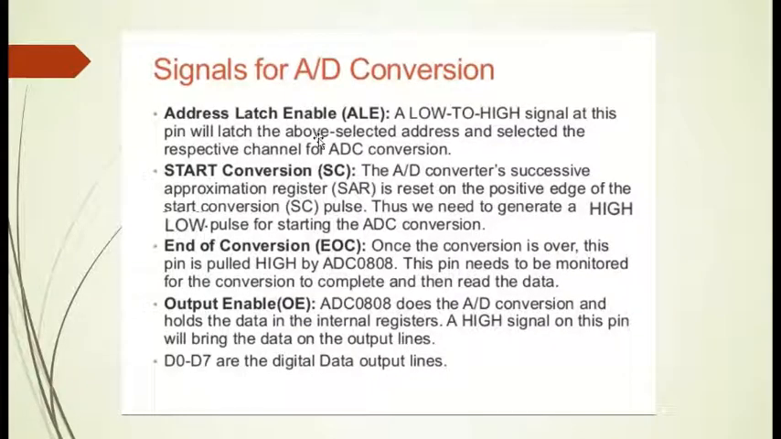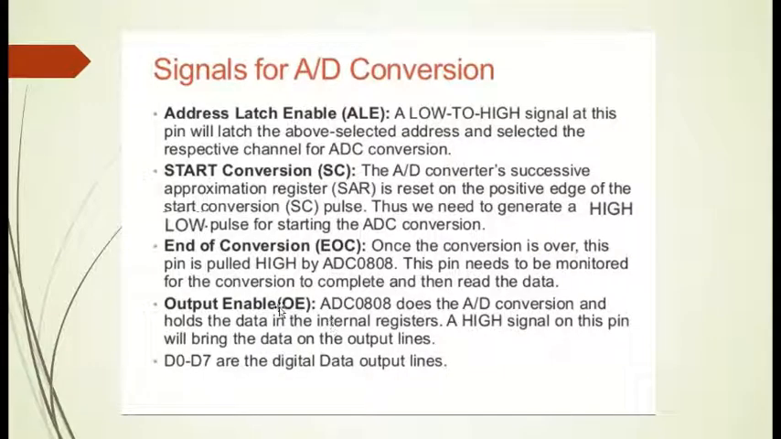Address latch enable initially will be low. Then after selecting the address, you have to send it in. For that, address latch enable should be high. Then start conversion, which initially should be high, should be set to low for starting the conversion process. Then as soon as the conversion is over, the end of conversion pin will be set to high. This indicates that the conversion is over and the data can be read from this converter.